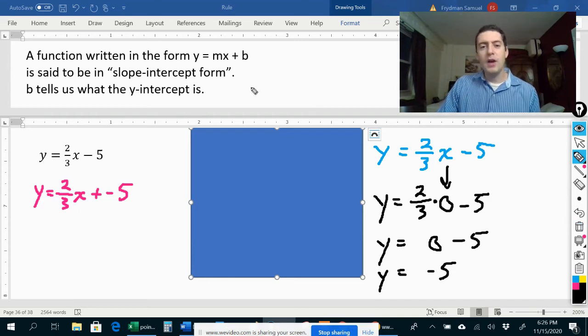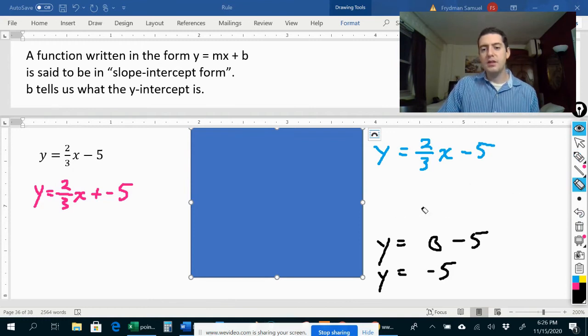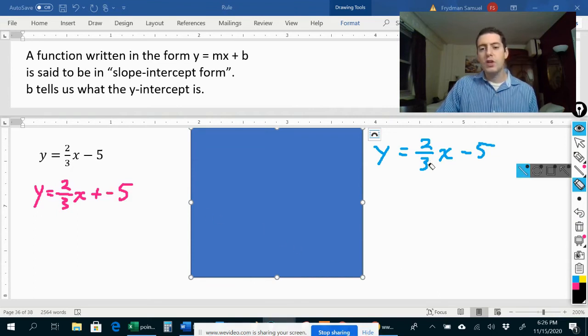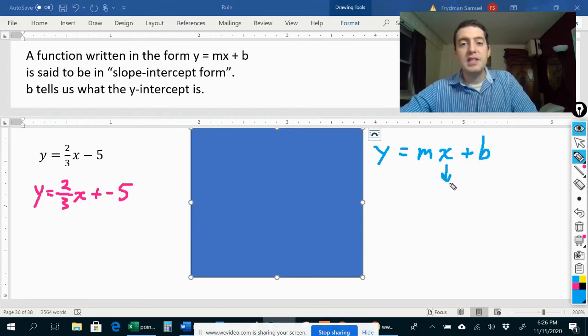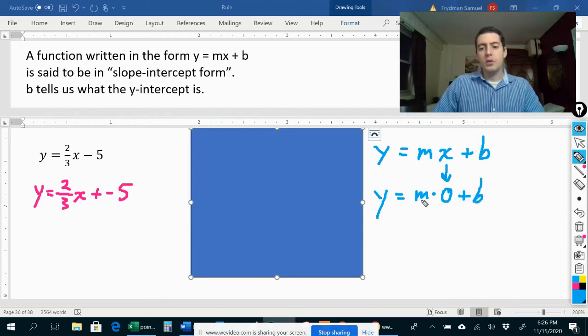All right? And that would work for any equation which is in this form. So the m doesn't have to be 2/3 and the b doesn't have to be -5. We could just take the general case and say that m is m and b is b. Okay, so what happens if I plug 0 in for x here? No matter what my value for m is, my m value could be 2/3, or it could be 4/7, or it could be -12, or it could be 100.6. It doesn't matter what it is.